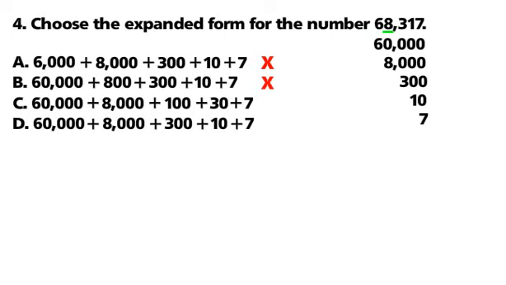Our next digit, 3, is worth 300. Answer choice C has 100, so C is not correct. D has 300 plus 10 plus 7, which matches what we wrote out. Our correct answer is answer choice D.